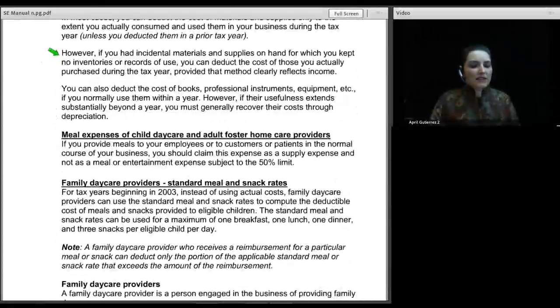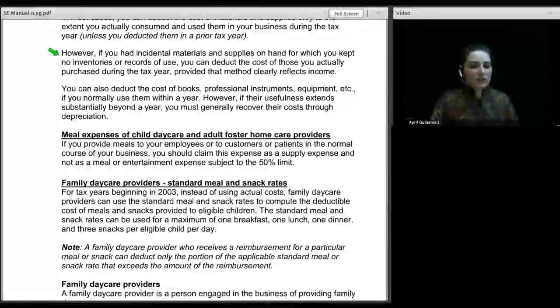However, if you had incidental materials and supplies on hand for which you kept no inventories or records of use, you can deduct the cost of those that you actually purchased during the year, provided that the method clearly reflects your income. You can also deduct the cost of books, professional instruments, equipment, etc. if you normally use them within a year. However, if their usefulness extends substantially beyond a year, you must generally recover their costs through depreciation.